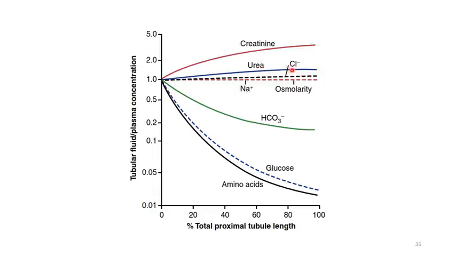Urea is a little concentrated, but creatinine, because the proximal tubule is impermeable to creatinine, is concentrated more than threefold. It is concentrated about threefold by the end of the proximal tubule.